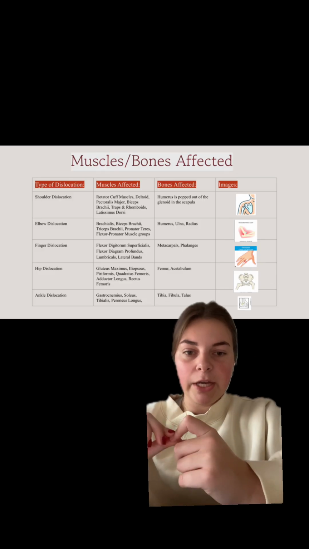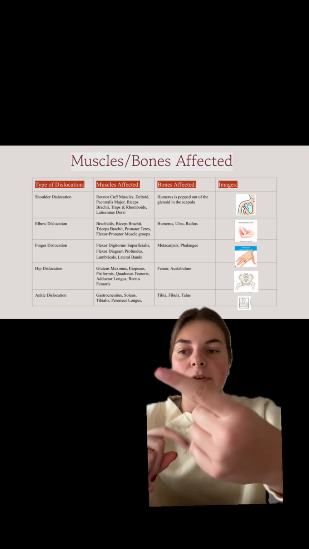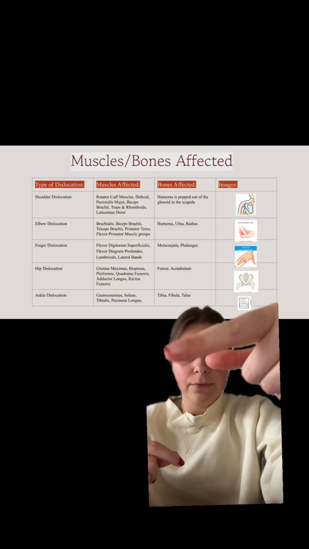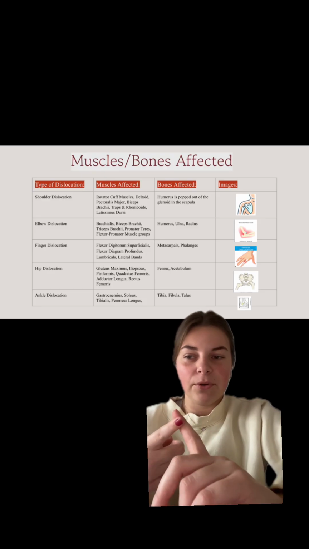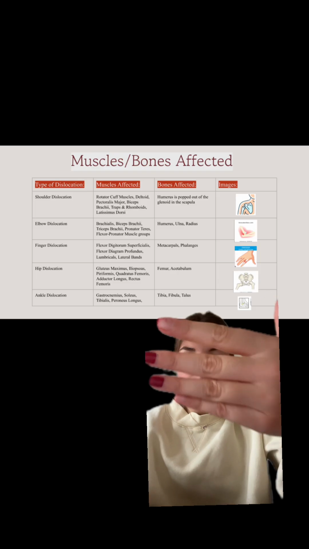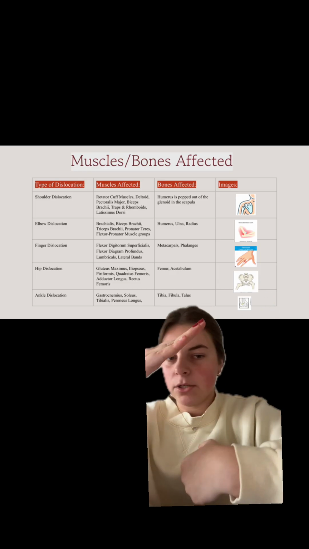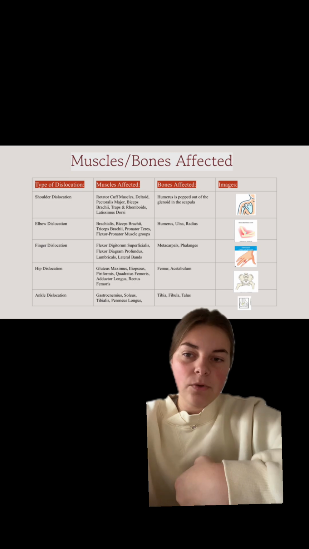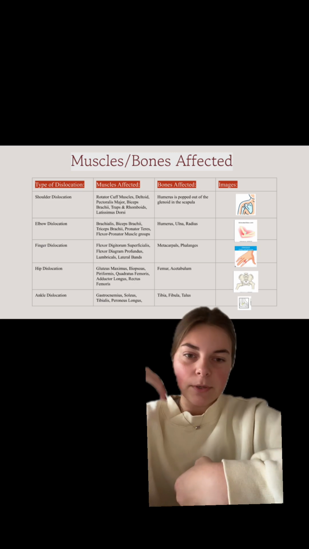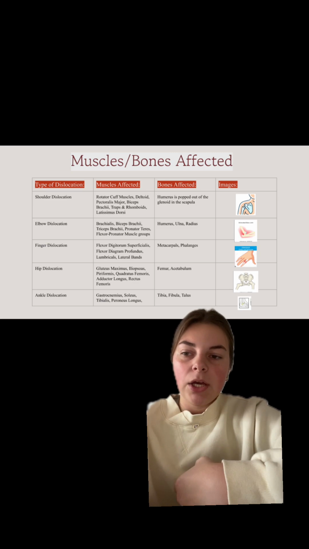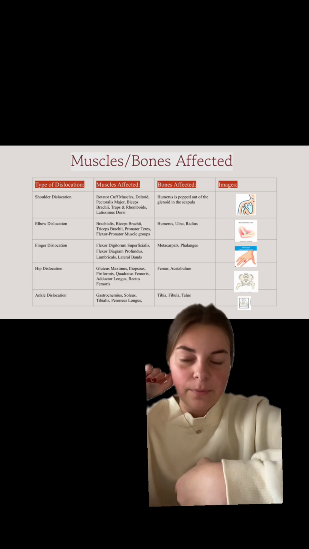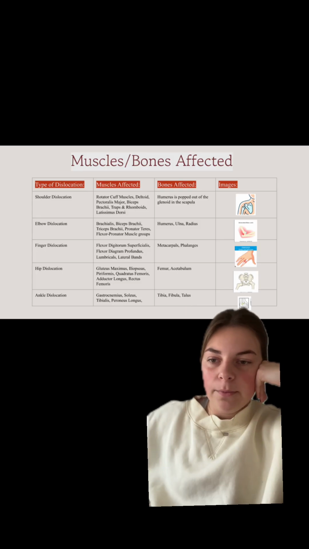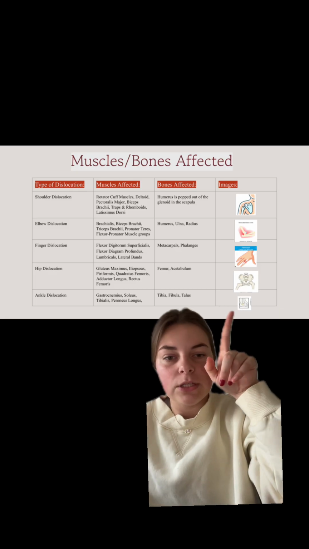There's also finger dislocations, which is obviously smaller, but the muscles affected are your flexor digitorum superficialis, flexor digitorum profundus, lumbricals, and lateral bands. And then obviously the bones affected are your metacarpals and your phalanges, and then there's a nice image of that. And there's also hip dislocations. Your muscles affected are your gluteus maximus, your iliopsoas, your piriformis, quadratus femoris, adductor longus, and rectus femoris. And obviously the bones affected are your femur and your pelvis. And there's a little hip dislocation.